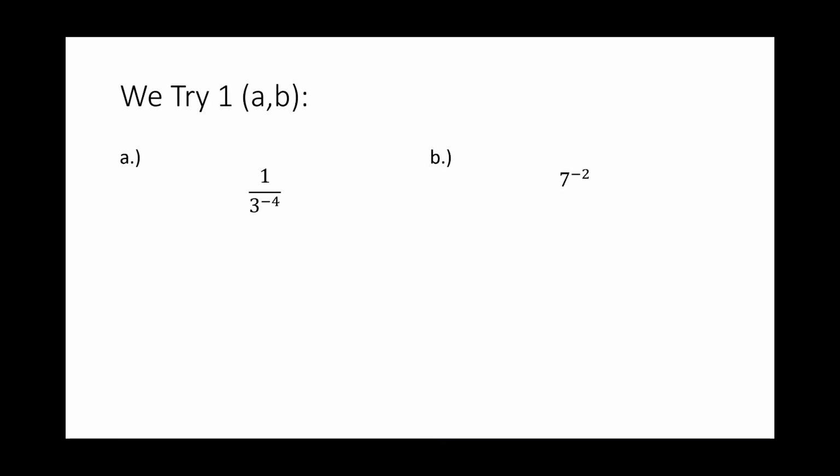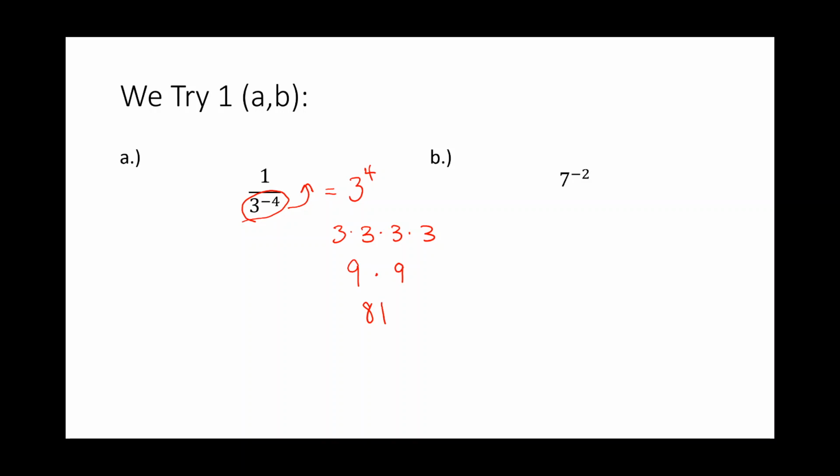1 over 3 to the negative 4 power. I'm just going to take this whole thing and bring it up, which means that's going to be equal to 3 to the 4th power on the top. Or that's 3 times 3 times 3 times 3, which is 9 times 9, which is 81.